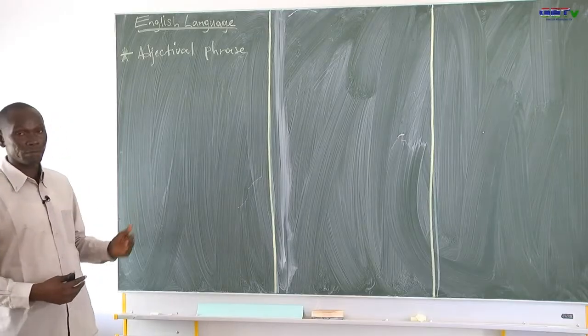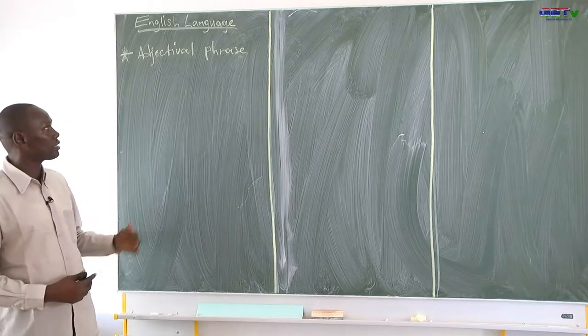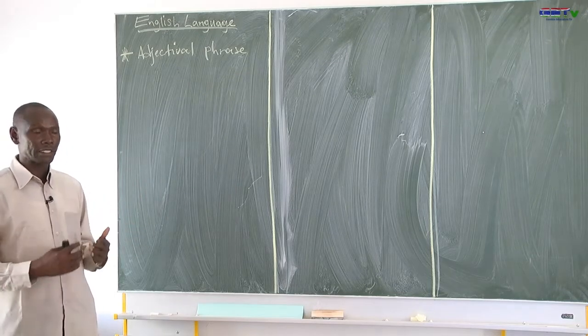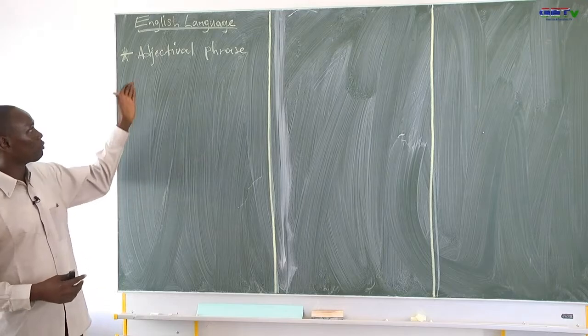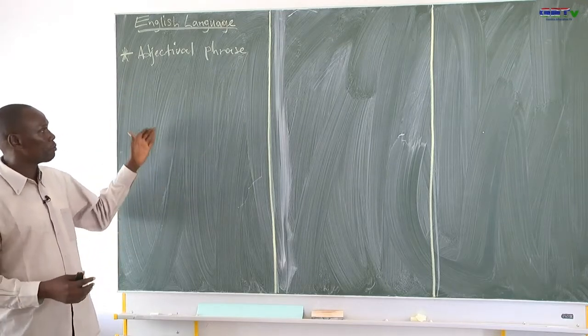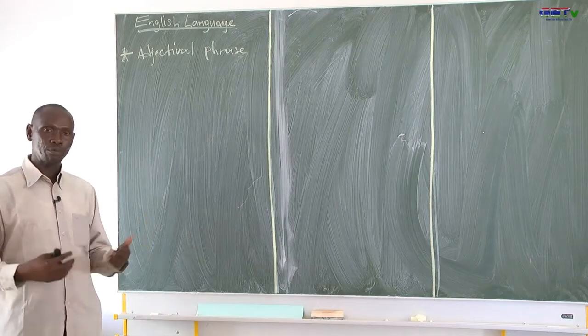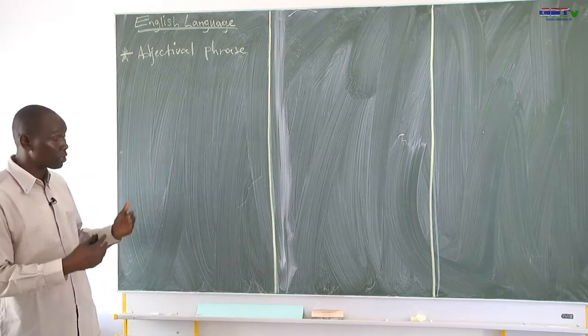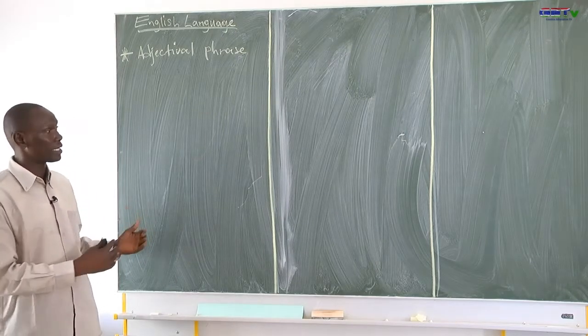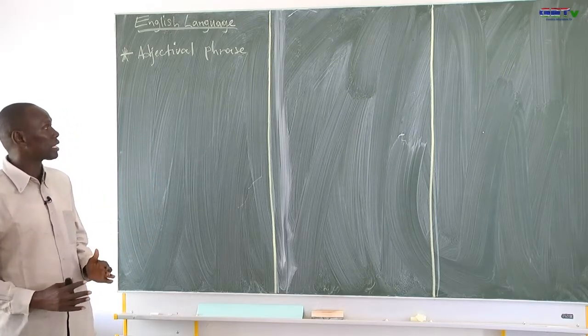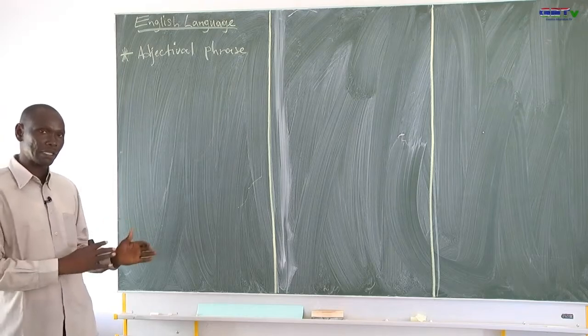Now, already we discussed that phrases are always a group of words without finite verbs. So it means now when you look at adjectival phrase, we may have some examples where we have verbs in them. We may have some other examples where we may not have verbs in them. But what is clear is that whether there are verbs or otherwise, there shouldn't be anything like finite verb.